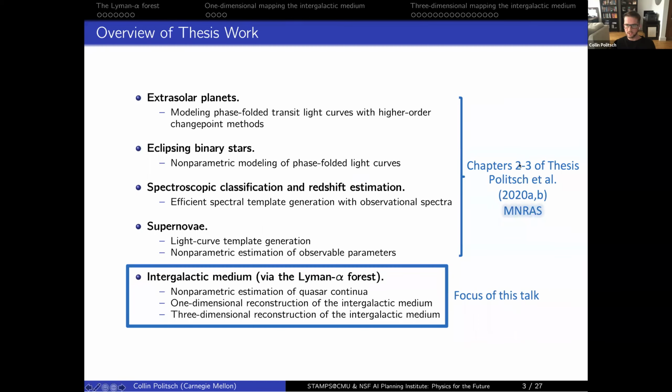You can read a little bit more about these things in chapters 2 and 3 of my thesis, which is currently embargoed as of right now because of the topic of today's talk. So I should take that opportunity to say, please don't redistribute any of the materials, the pictures, the three-dimensional map or anything like that. It's currently under press embargo until it passes peer review, but you can find these 4 applications and our 2 papers published earlier this year in Monthly Notices of the Royal Astronomical Society. Today, I'm going to be talking about the intergalactic medium map via the Lyman alpha forest.